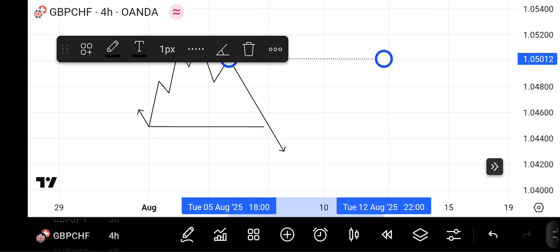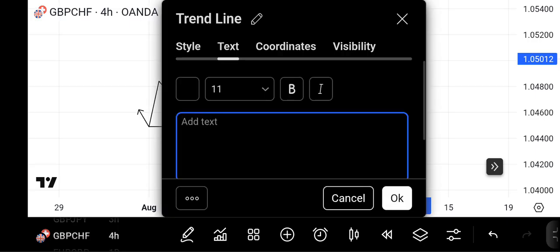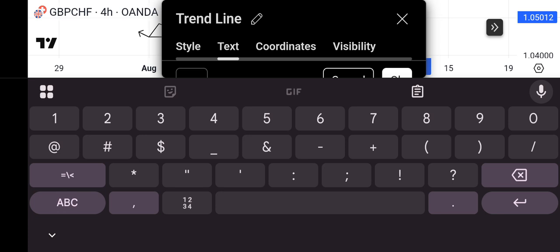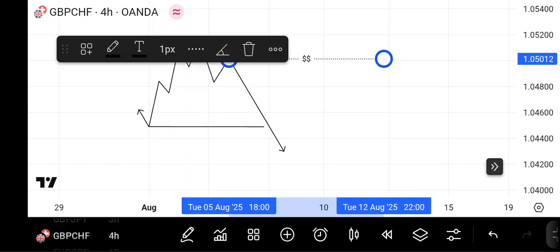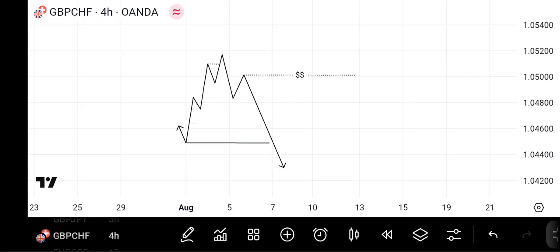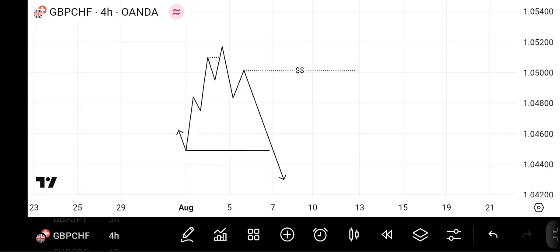Some call it structural liquidity, but in normal terms it's just liquidity. Whatever you like to call it, it's your business. So now we've gotten our liquidity over there.